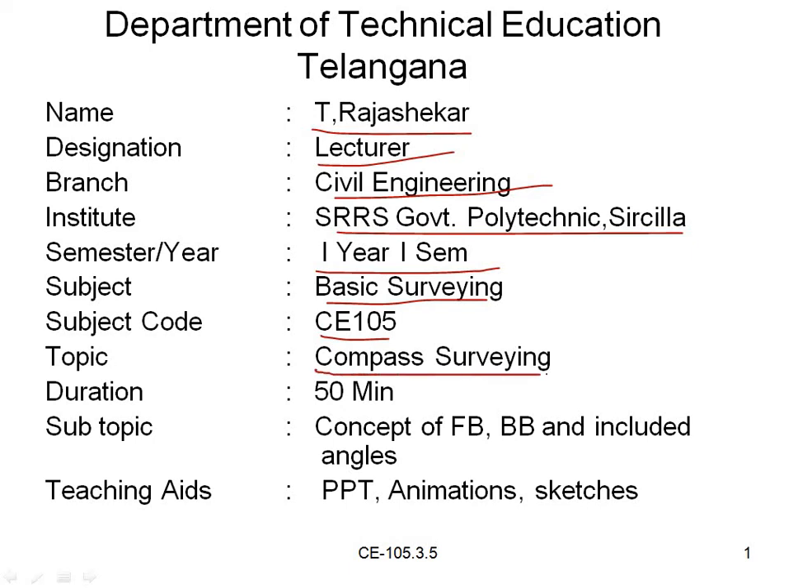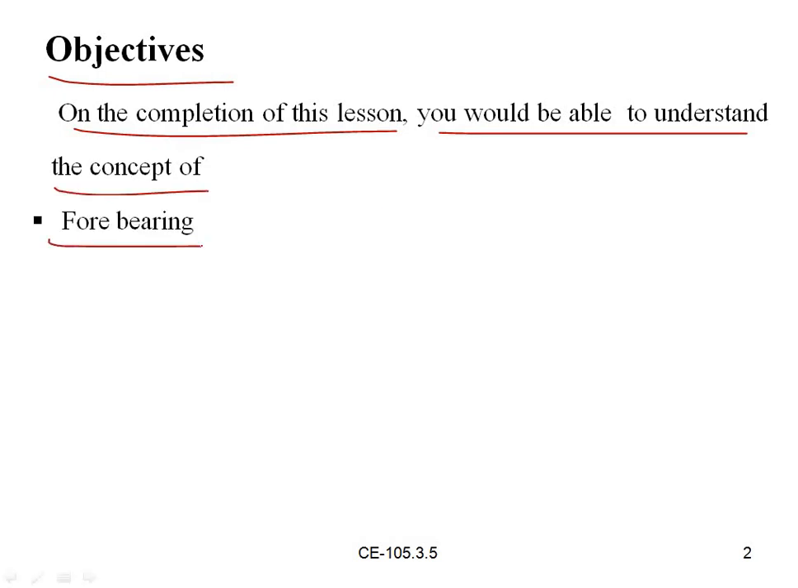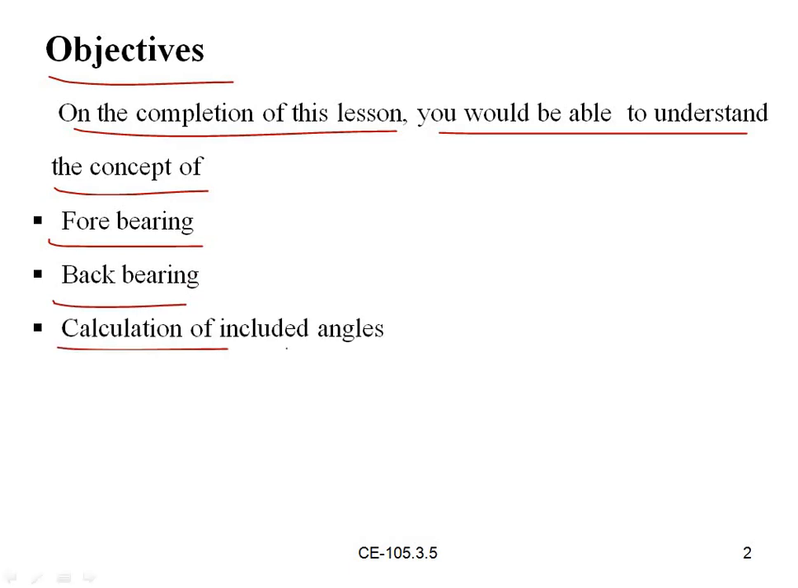And from the compass surveying chapter, we are going to learn today the concept of forebearing, back bearing and included angles. Objectives. On completion of this lesson, you would be able to understand the concept of forebearing, back bearing, and calculation of included angles. So this is very important. What is forebearing and back bearing and included angles?